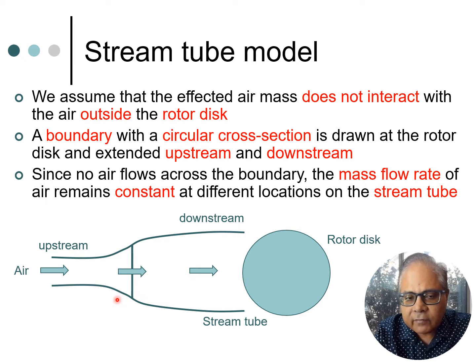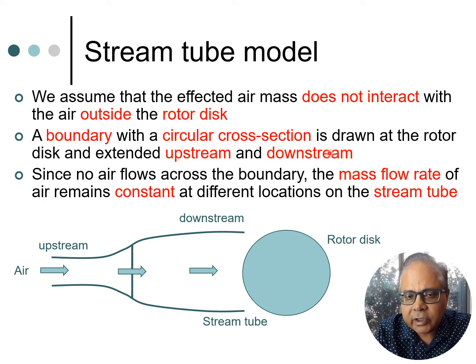Now essentially what we will assume is that the air which is inside this boundary, which is known as the stream tube, does not interact with the air which is outside this boundary. So this lets us use the different laws of fluid mechanics within the constraints provided by this stream tube.